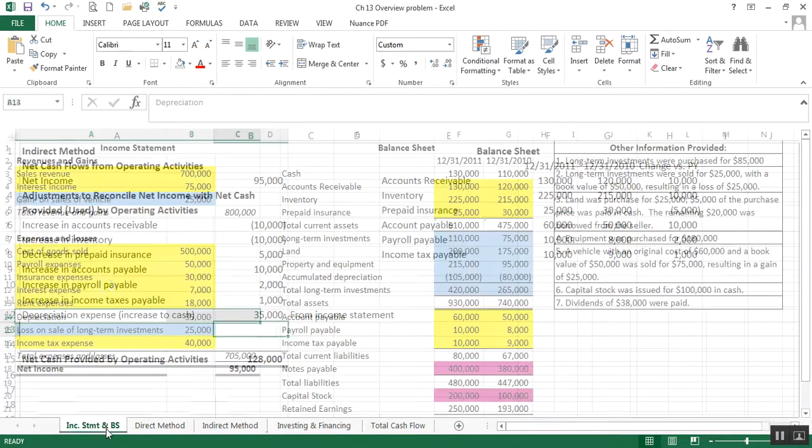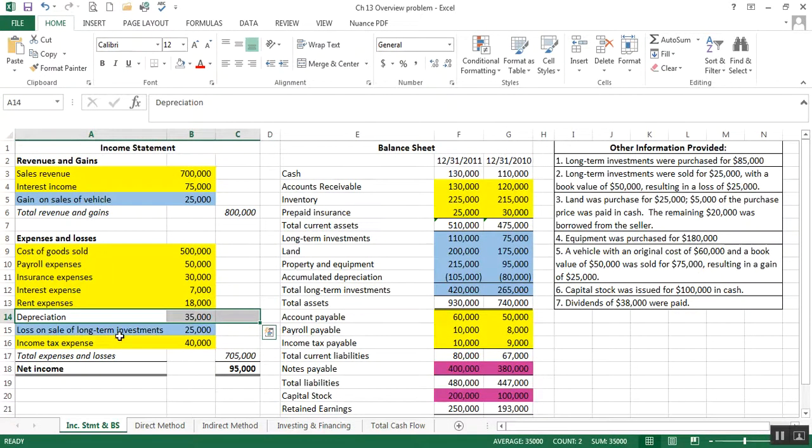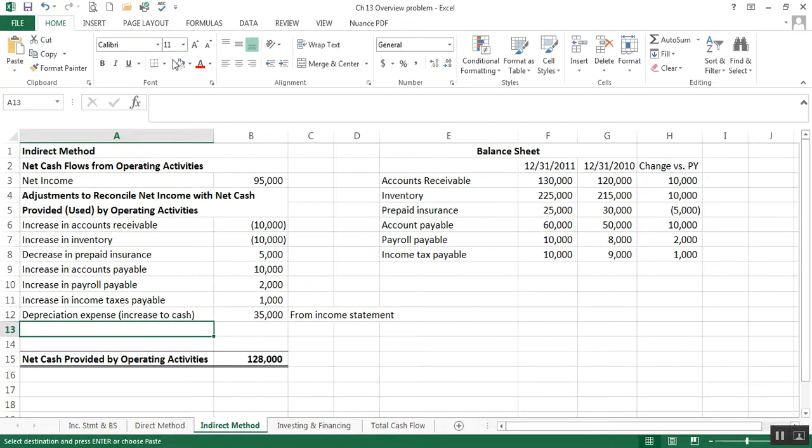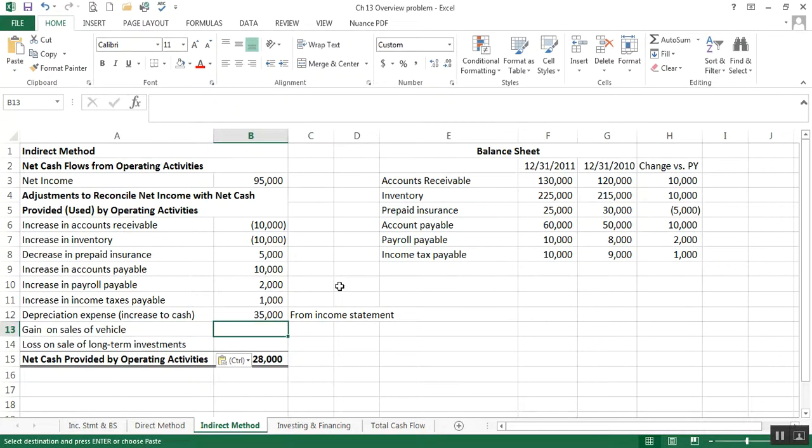And then going back here, you'll see that we had two other non-operating activity items, okay? So a gain on sale and a loss on investments. Those are both investing activities, okay? So if we had a gain on our sales of vehicle, that means that income would have gone up, so we need to decrease that. And if we have a loss on sale, that means that our income went down, so we got to add that back and add it to get to our cash number.